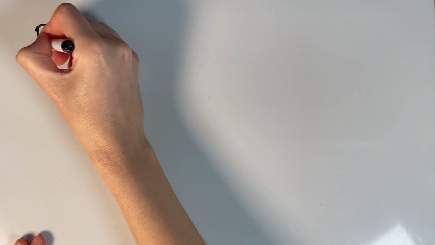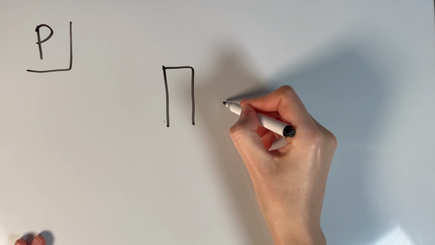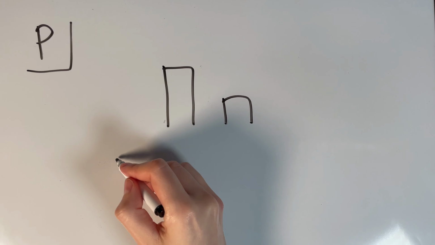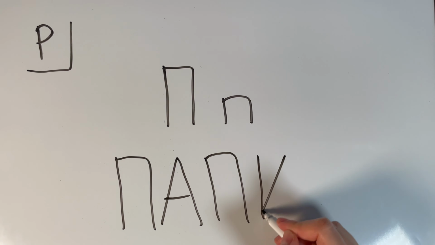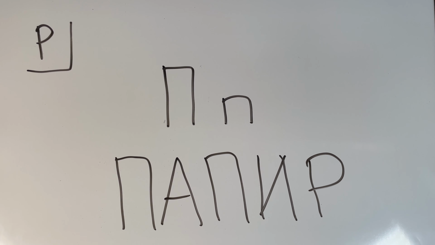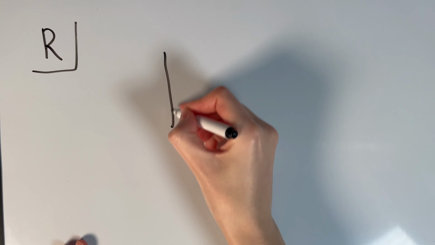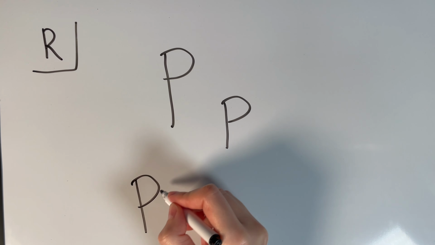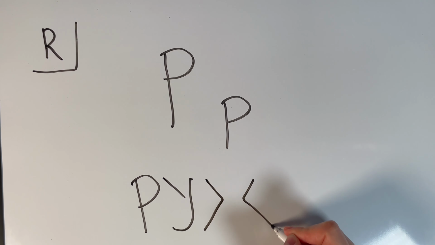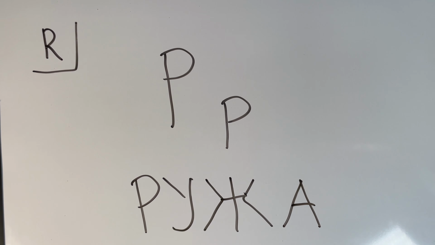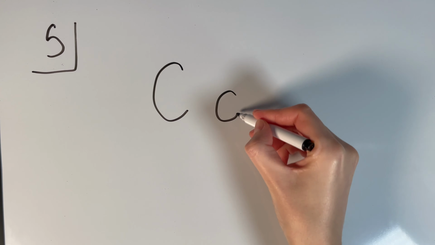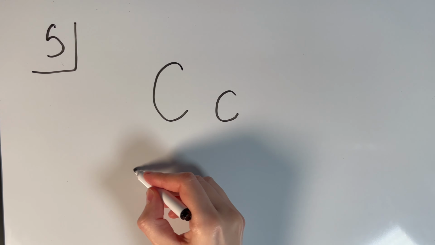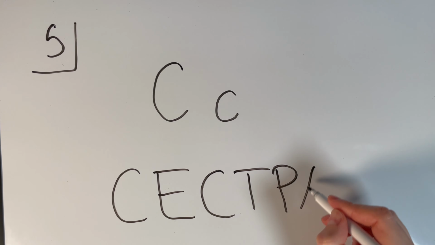Then we have the letter p. It's pretty much the same as the Greek letter pi. And the example word is papir, which is paper. Then we have r, which looks like a p in the Latin script, but it ain't. It's actually an r, and the example word is ruža, which means rose, the flower. Then we have s. It looks like a c, but it is pronounced as s, and the example word is sestra, sister.